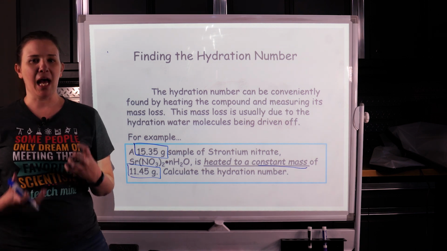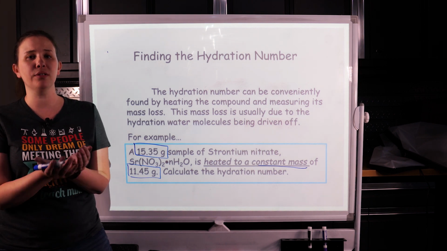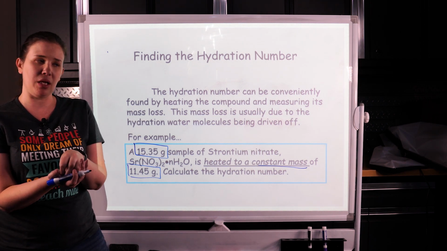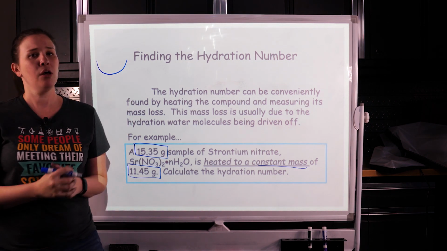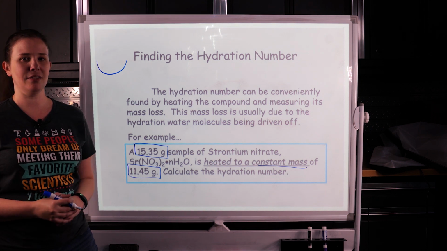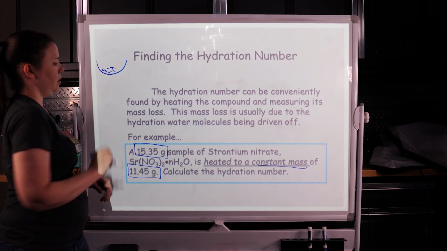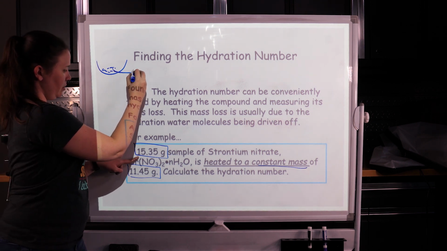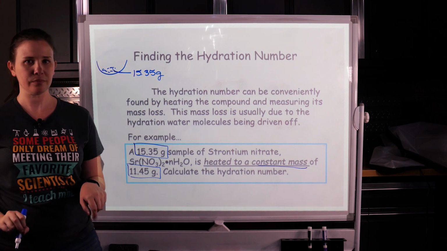So let's think how we would actually do this in the lab. First of all, we would need something to hold the substance in. You can't just throw chemicals on a scale. They have to be in something, right? So we're going to put them in something that's actually designed for evaporation called an evaporating dish. Fancy name, right? You put your substance in here, and in this example, that initial mass is 15.35 grams.